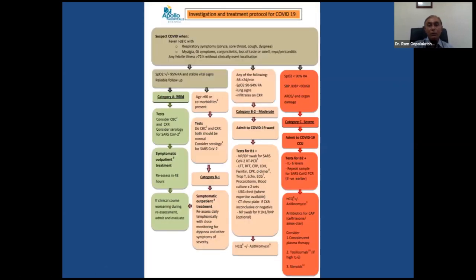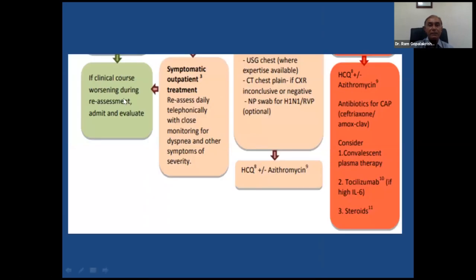What do I do in my practice? Something like this. If it's a class A patient, mild patient, nothing. Just watch, paracetamol, etc. Similarly, for a patient who's got comorbidities, but again is doing perfectly well, except the follow-up has to be very, very close. You're seeing these patients on an outpatient basis, probably daily follow-up.